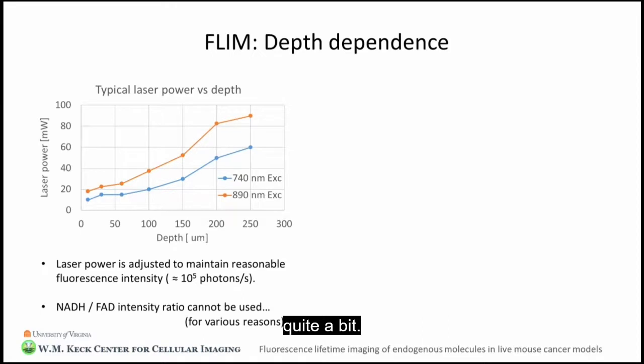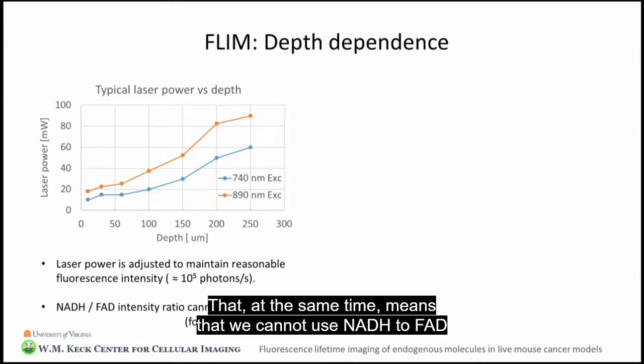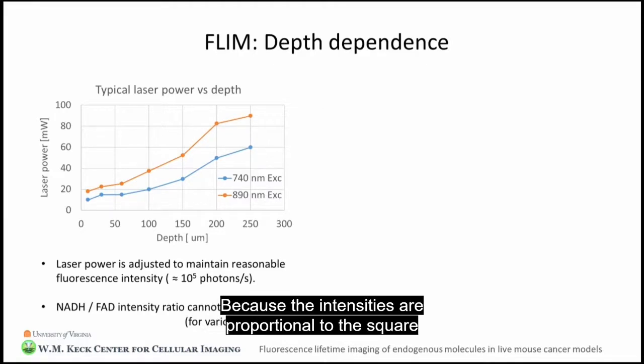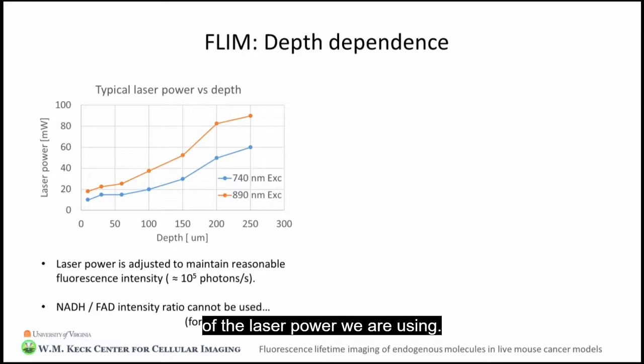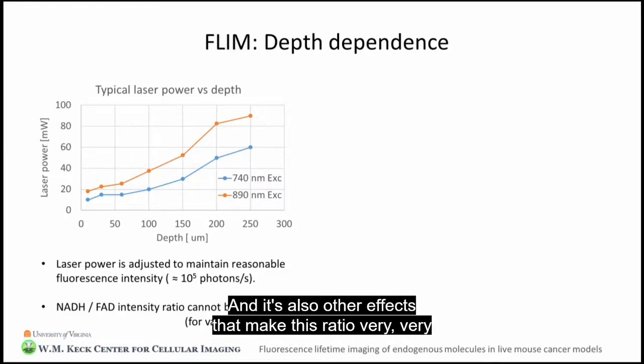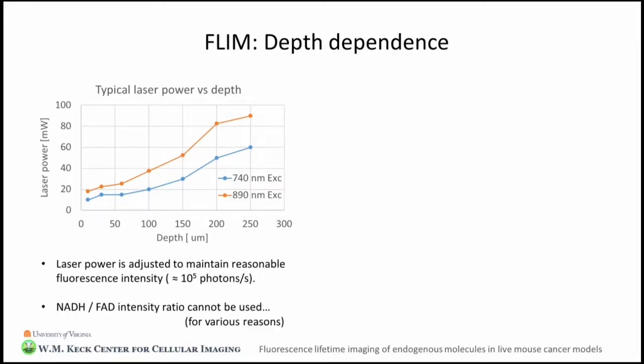But that at the same time means that we cannot use NADH to FAD intensity ratio because the intensities, of course, are proportional to the square of the laser power we are using. But there are more reasons why this ratio is not really useful. It's differential absorption of the two laser wavelengths, and it's also other effects that make this ratio very, very non-reliable.